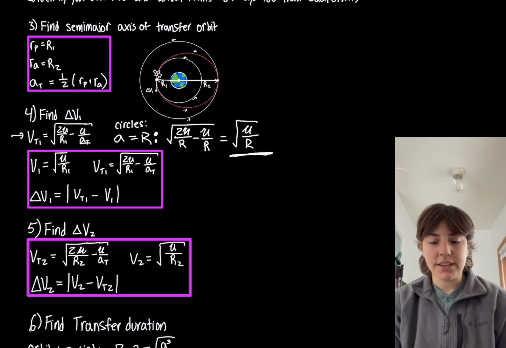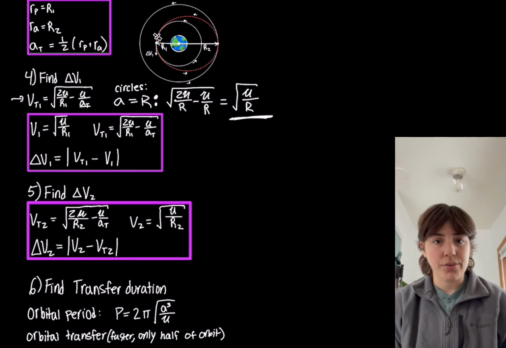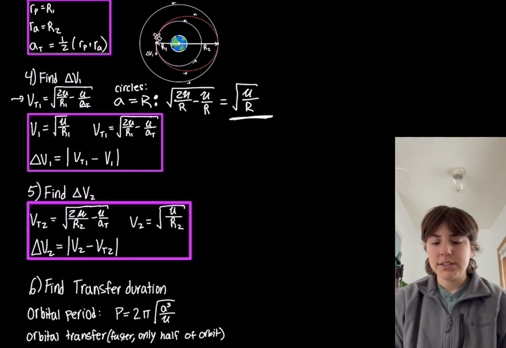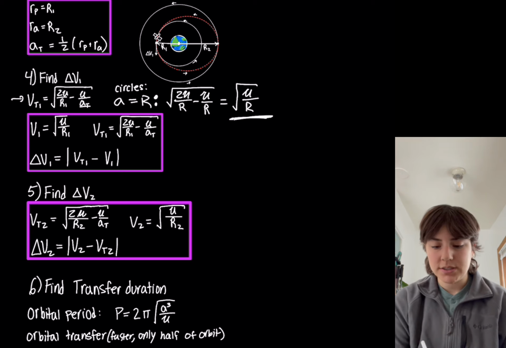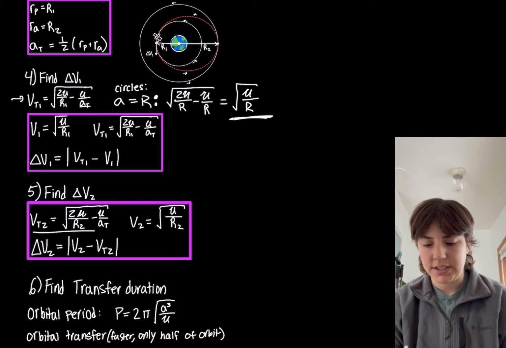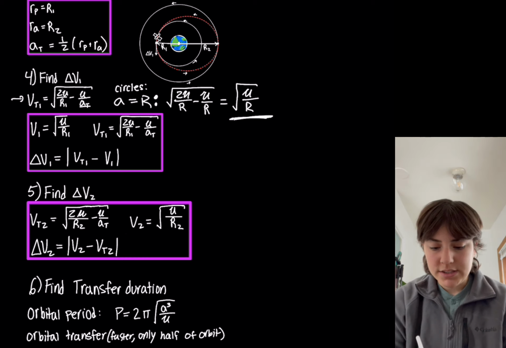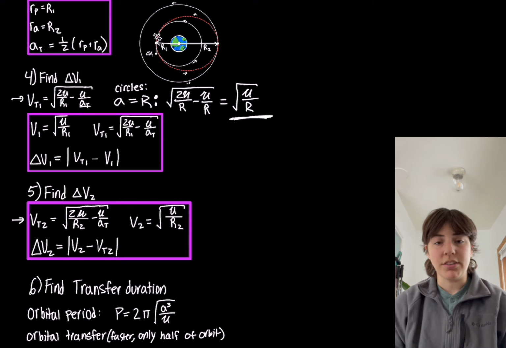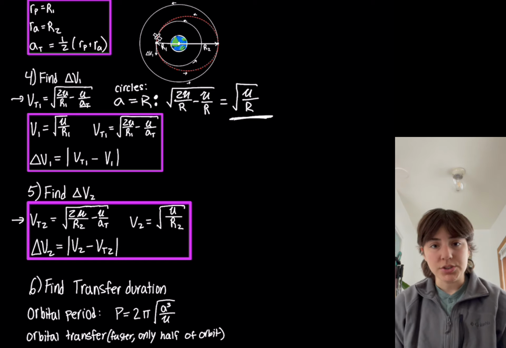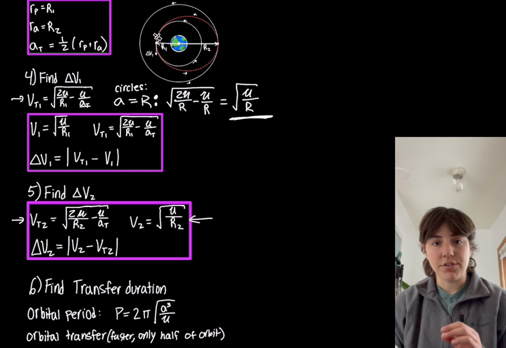And then we need to find the delta V2, which is the velocity needed to get from the transfer orbit onto the second orbit. So the transfer orbit is an ellipse, so we use this equation. And then the second orbit is a circle, so we use this equation. And so just to reiterate, this value would be equal to the velocity right before the thrusters are turned on and the burn occurs. And this is the velocity right after the burn occurs. It is the first velocity of the second orbit.